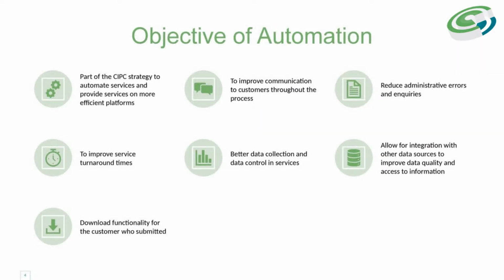So what's the objective of automation? It is aligned to the CIPC strategy for us to automate all our services and to provide the services on far better and more efficient platforms. As I stated, the reinstatement system runs on a very old system. It runs on emails if you send in your applications, and that is problematic.